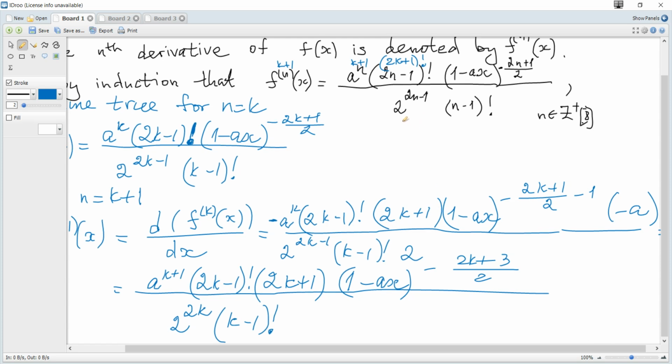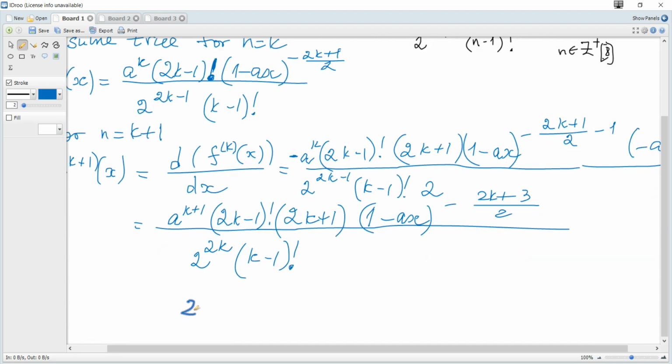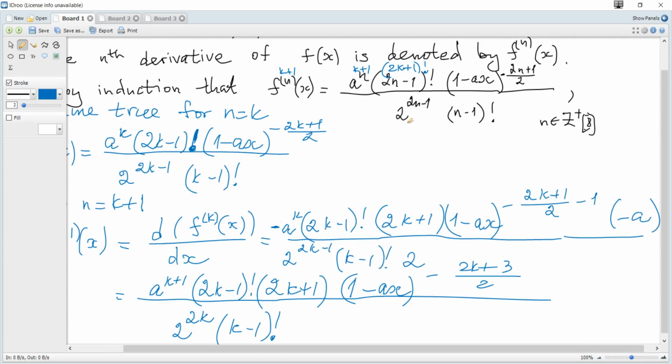And about the denominator, it becomes 2 to the power of 2k plus 1 minus 1, it's 2k plus 2 minus 1, 2k plus 1. So there must be 2k plus 1, not just 2k. So 2k plus 1 and k plus 1 minus 1, k factorial.